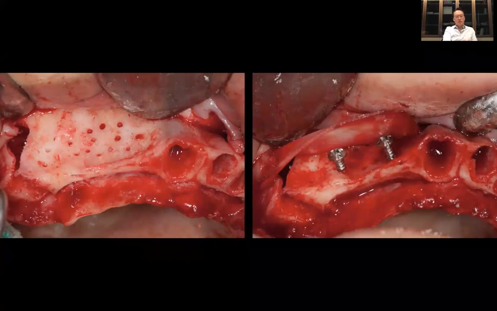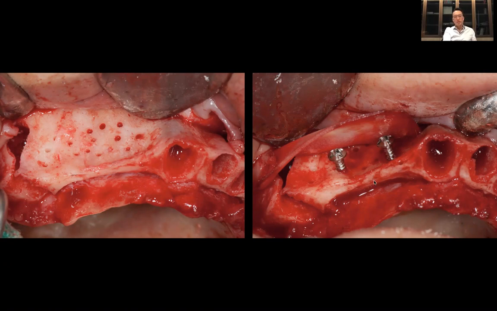Here we are at the day of the extraction of the teeth, and I raised the full thickness flap. We can see on the right side, the ridge is very thin. At the ridge crest here, the thickness was maybe about 2 millimeters.